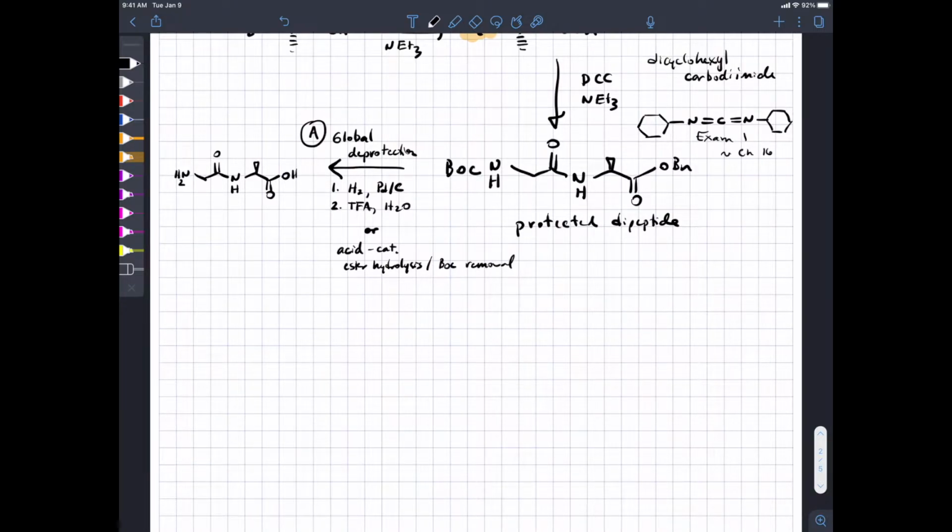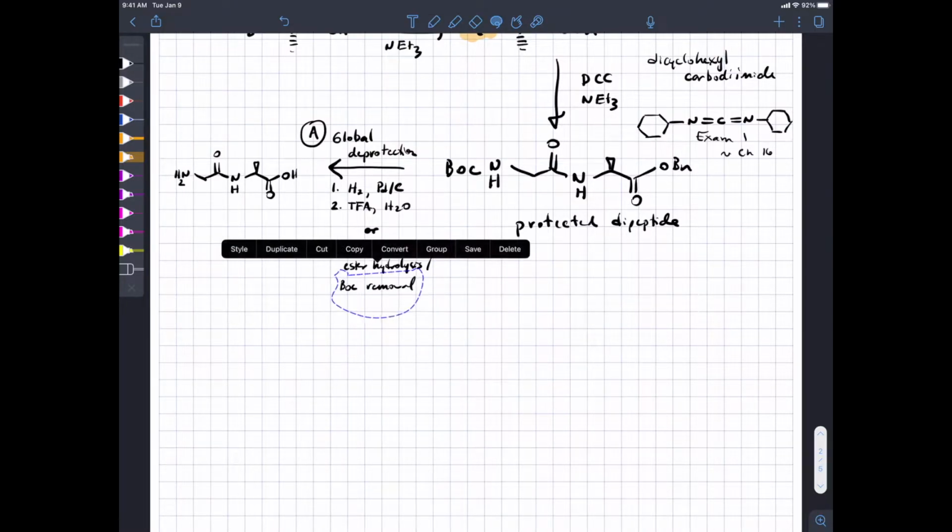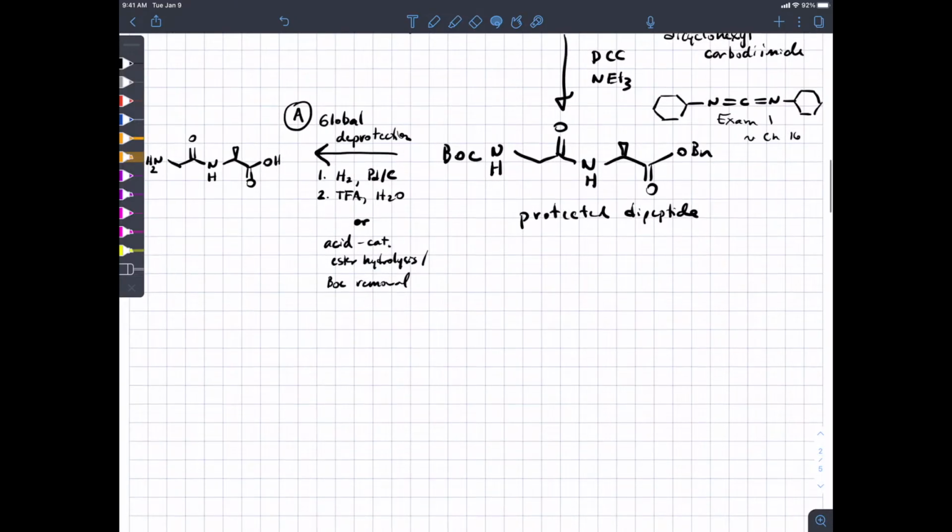But suppose you wanted to add another amino acid. At this stage, you have to decide whether you want to add the amino acid to the N terminus of the peptide or the C terminus of the peptide. N refers to nitrogen, C refers to carbonyl. And so suppose you wanted to modify on the N terminus.